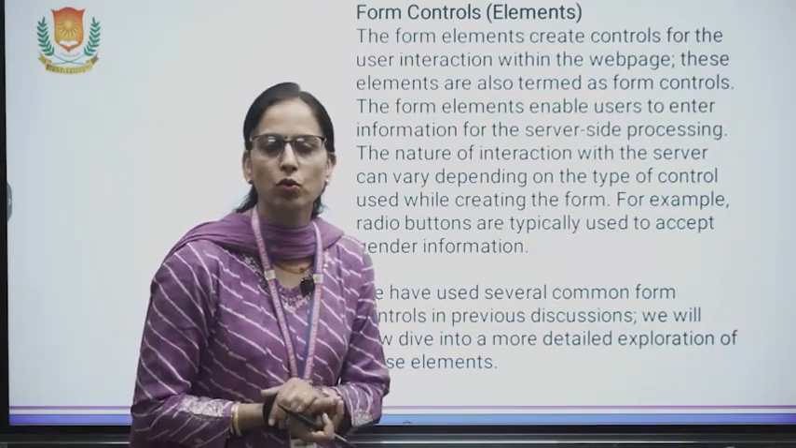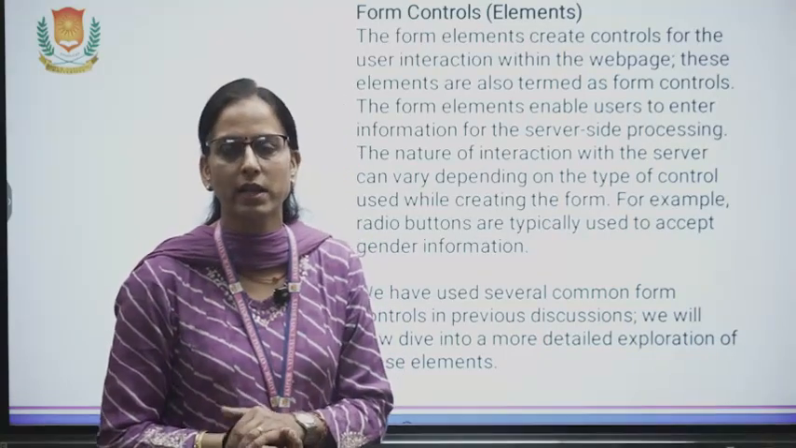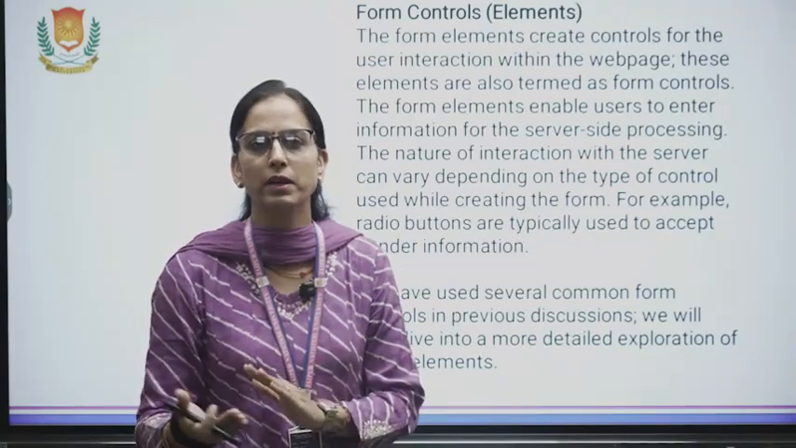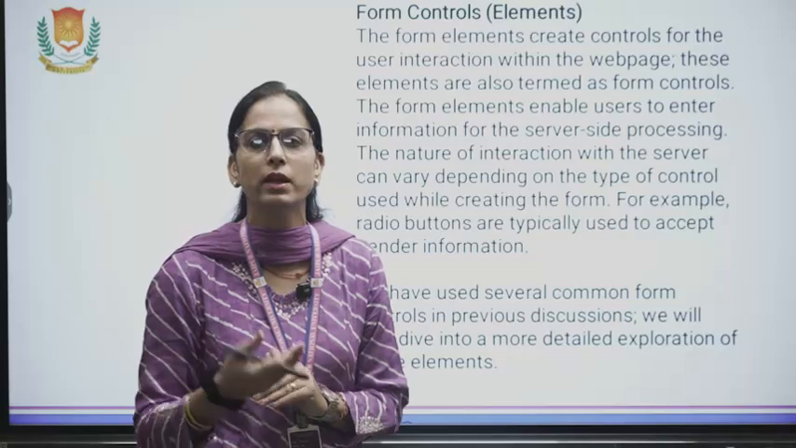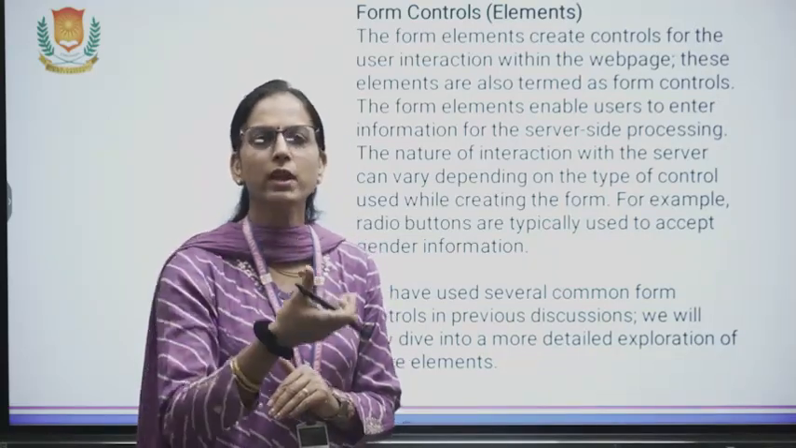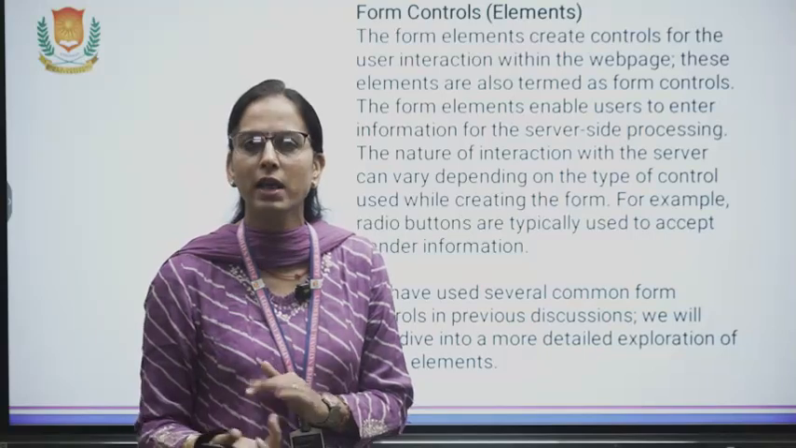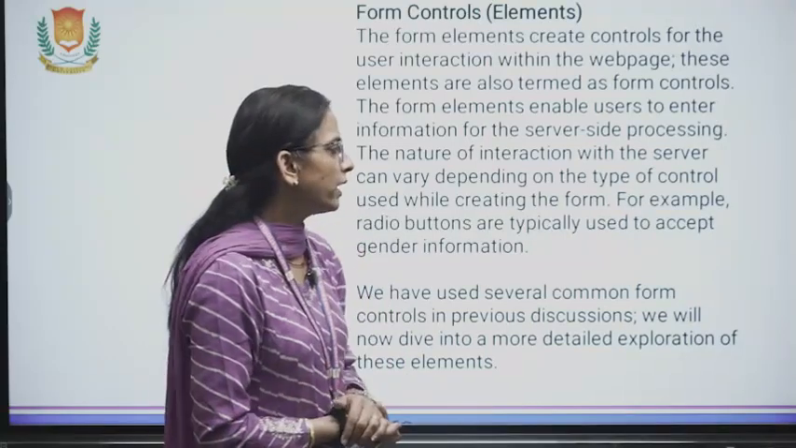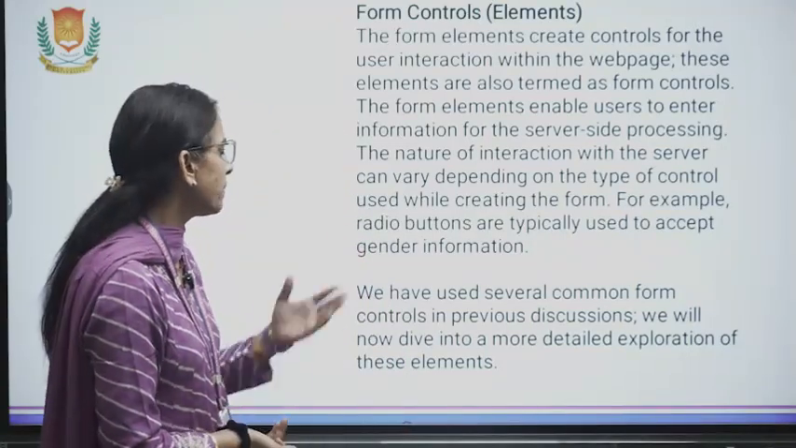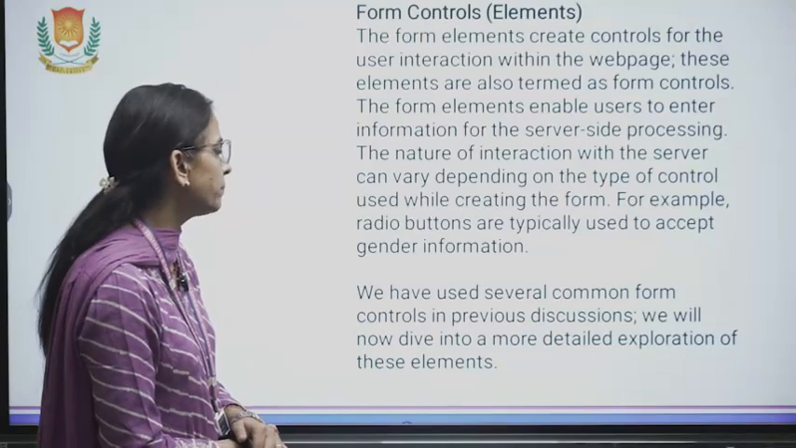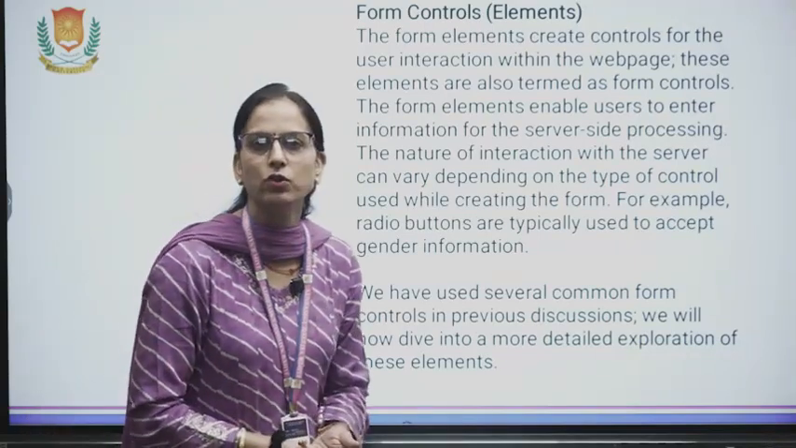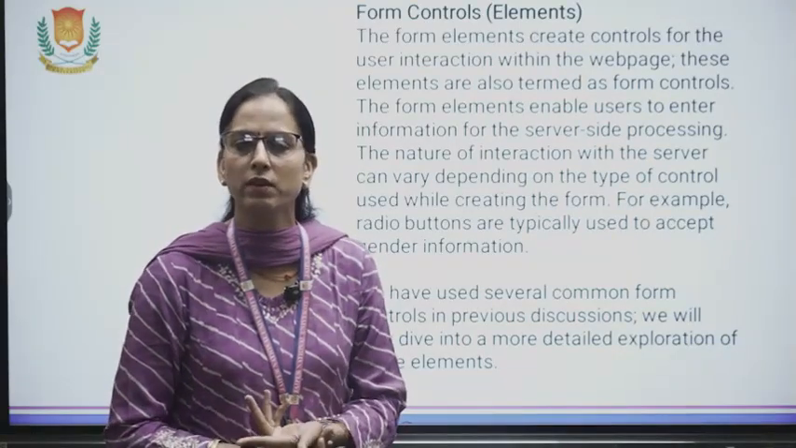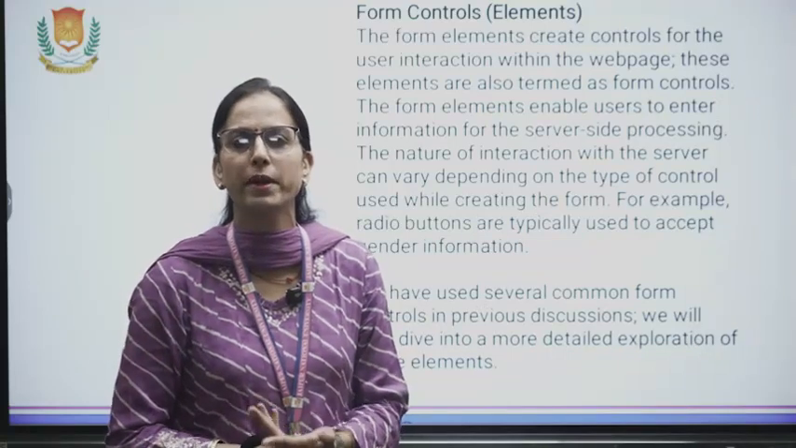Which type of control we are using, like radio buttons, text boxes, and in the text boxes we have multiple types depending on the data we are entering. We are giving single line data, we are giving multiple lines, or we are giving password kind of data. There are hidden controls also. For example, radio buttons are typically used to accept gender information, while check boxes are used when we have multiple options. And if we need to select one from the given choices, then you will use a radio button. So it depends on the requirements.